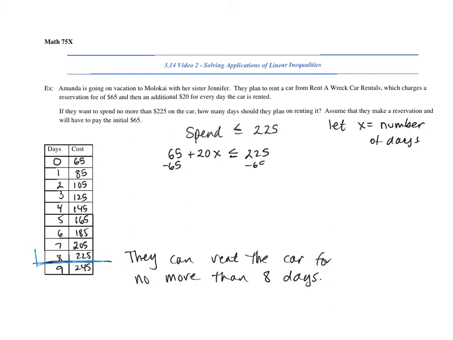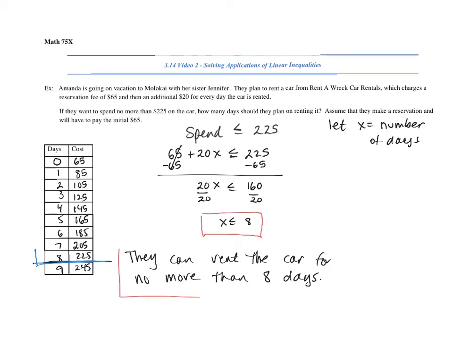We're going to subtract 65 from both sides. So we get 20x is less than or equal to 160. And then dividing through by 20, we would get x is less than or equal to 8. So there's the solution to our inequality. And with applications, I always want to explain what that actually means in the context of this problem. Okay, let's try another one.